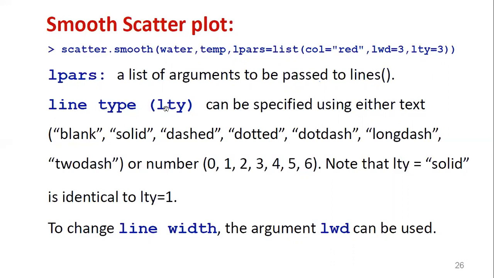Here below, observe that line type, denoted by lty, can be specified using either text, that is within double quotes: blank, solid, dashed, dotted, or directly using the codes, numbers 0, 1, 2 and so on up to 6. Note that solid is the second one, code 1. Blank has code 0. Then dashed has code 2. Then dotted has code 3.